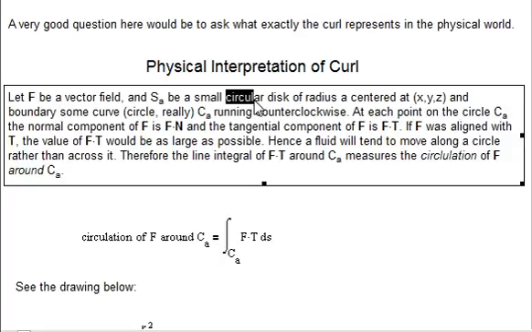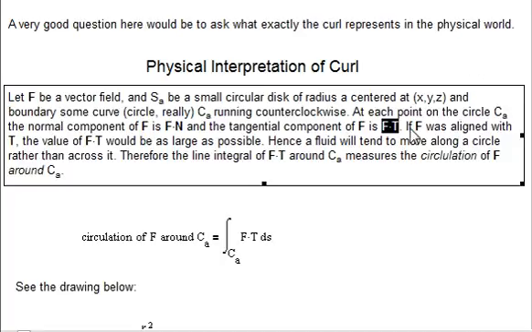Okay, we got a small circular disk centered at some point XYZ in a vector field, and the boundary is some curve, really a circle, going counterclockwise. At each point on the circle C sub A, the normal component of F is F dot n. Now you know why that is, right? And the tangential component of F is F dot T. You should know why that is too from the first unit, right? Knowing what the dot product is.